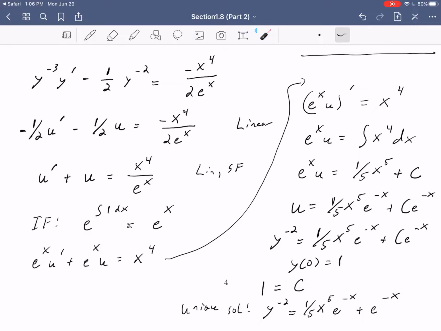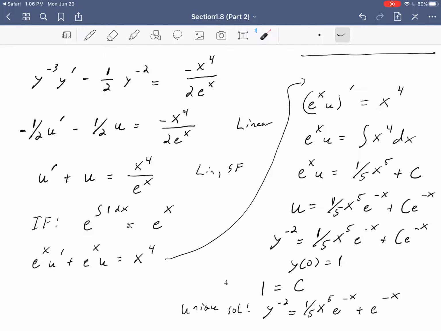Could we rewrite it a little bit? Like I said, definitely, if you want, you could do the reciprocal of both sides and make it something like y squared is 1 over 1/5 x to the 5th e to the minus x plus e to the minus x if you want. I don't know if that's much better, though. Certainly want to avoid square rooting it, though, because, again, that's a limited inverse. So there we go. There's our unique solution.